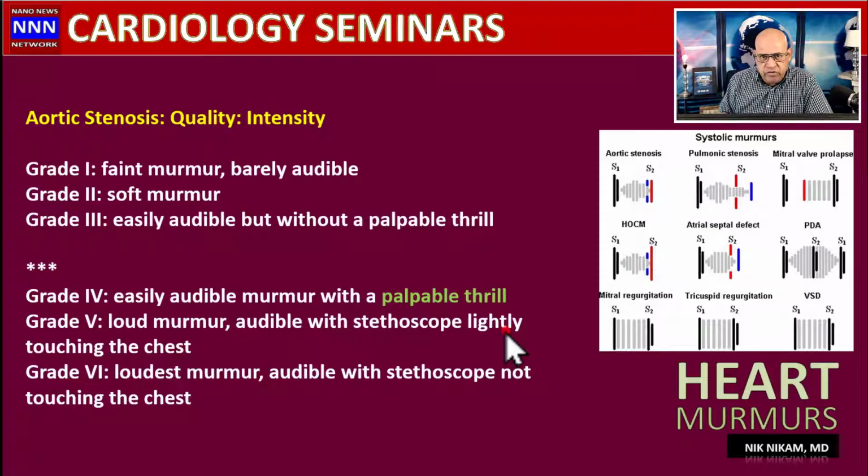And grade 6 is where it is audible even with the stethoscope not even touching the chest, just holding it close to the chest wall. You should be able to hear that one, and it's usually radiating to the neck.